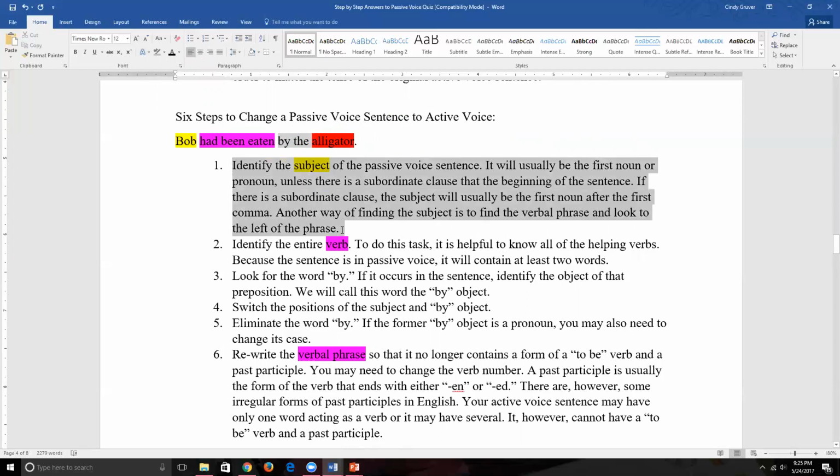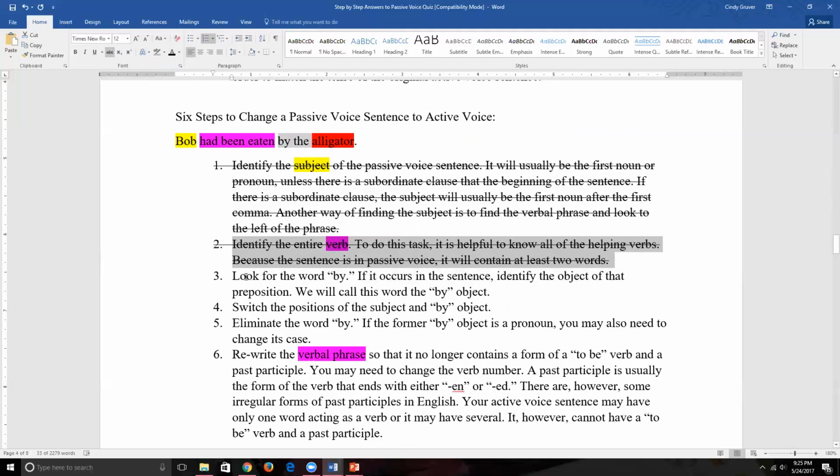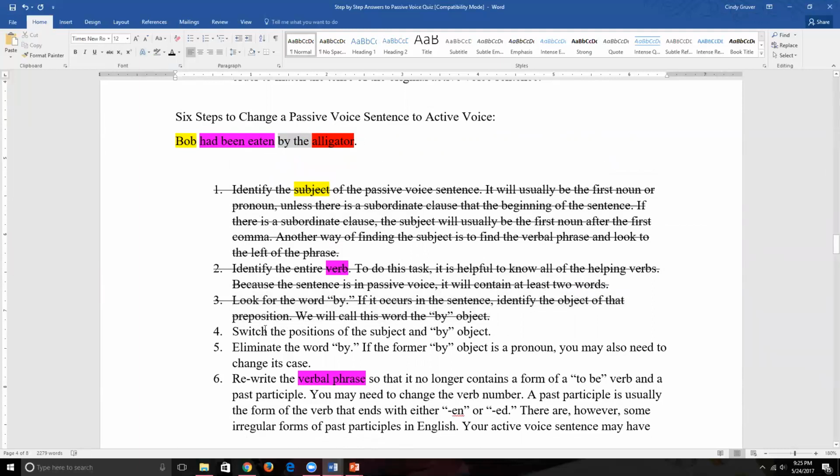This we've done when we've highlighted Bob, so I'm going to strike that out. We've identified the entire verb. We're good there. And we've identified the word by and found the object of that preposition, alligator in this case. So we've done steps 1, 2, and 3. Now we're going to actually start manipulating our sentence. So we're taking our first actions to change a passive voice sentence to an active voice sentence.